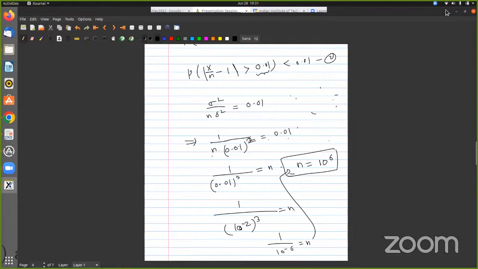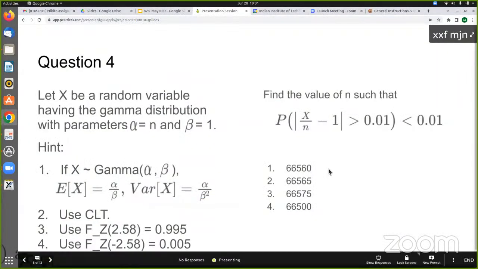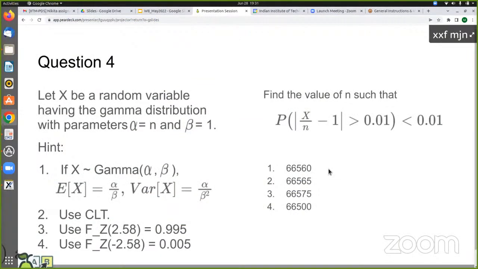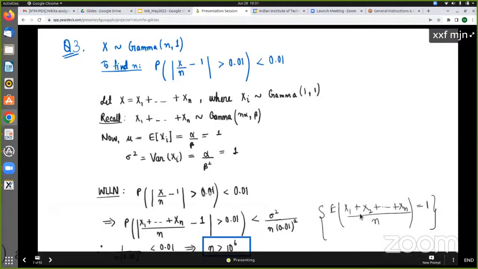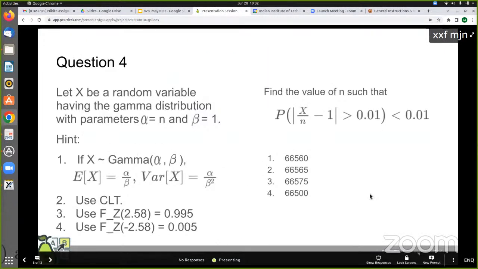I think I'm asking a basic question, but in the earlier slides, the expectation of X1 plus up to plus Xn divided by n, why did we consider it equal to 1? I didn't understand that part. Okay, this one. So you know each X1 is what? Gamma 1 comma 1, right? Oh, that's why. So the expectation of X1 is 1, times 1 divided by n. I got it now. I totally missed that part. Thanks. Okay, that's okay.